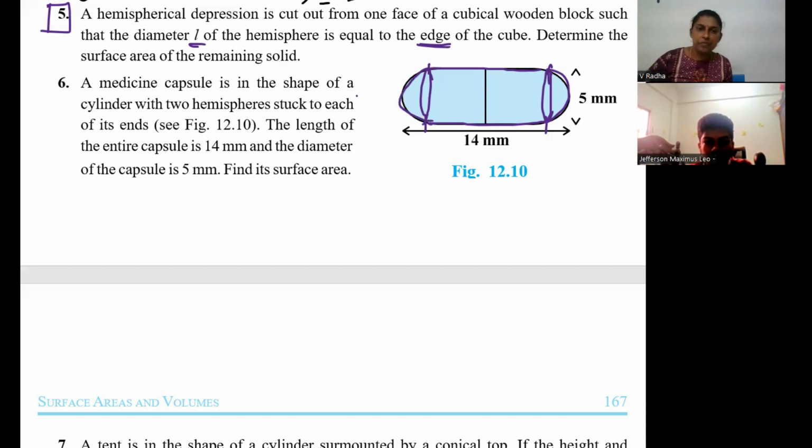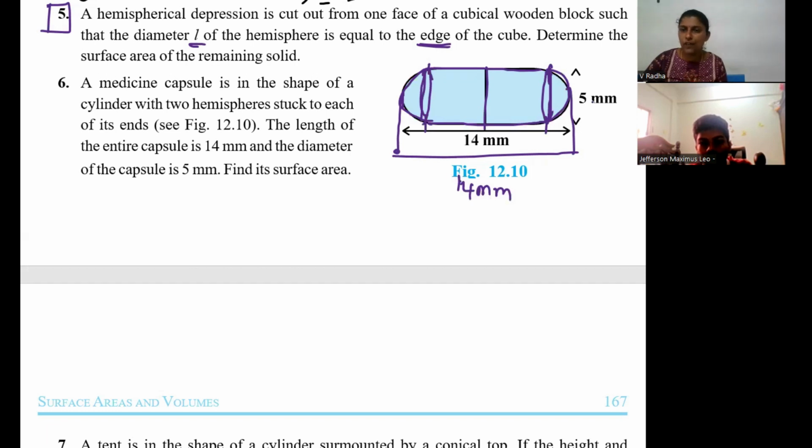Now the length of the entire capsule is 14 mm. From this end to that end, the length of the capsule is 14 mm. The diameter of the capsule is 5 mm. That means this is the diameter everywhere, and that place also has a diameter of 5 mm only. Find its surface area.